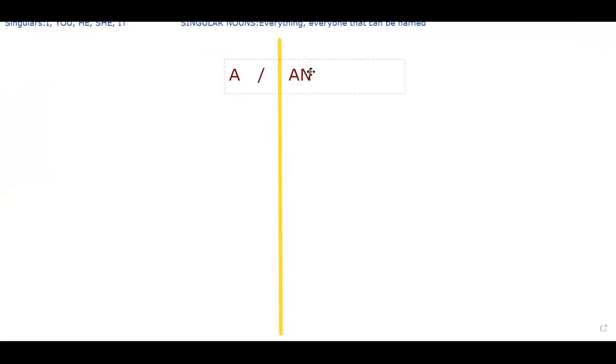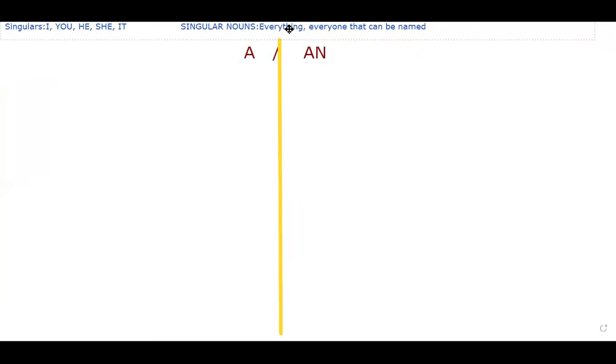Why do we use a and an? Okay, here we have them. A and an are going to be used with all the singular nouns. It will depend on the sound, depende del sonido. If the sound of the noun starts with a vowel, then it's going to be an. If the sound of the noun sounds like a consonant, we are going to use a.